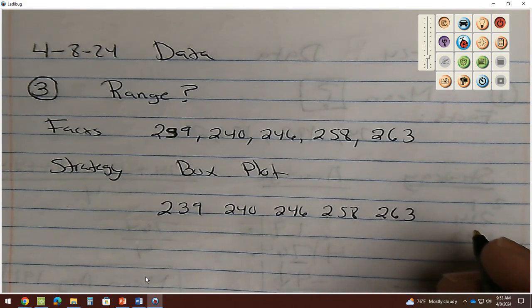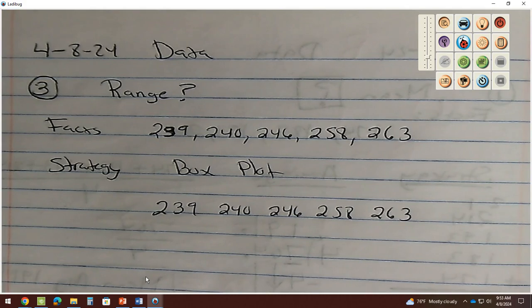Box plot. You're messing around, right? Yes, that's right. Sit right there.